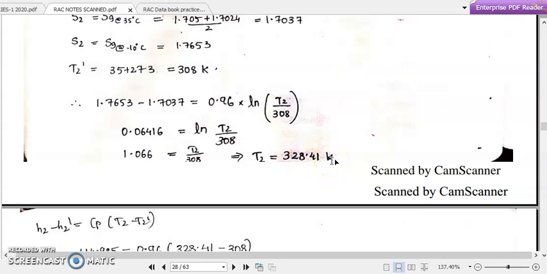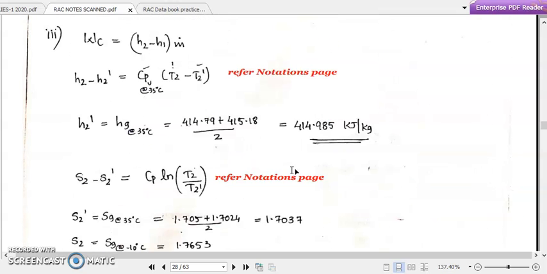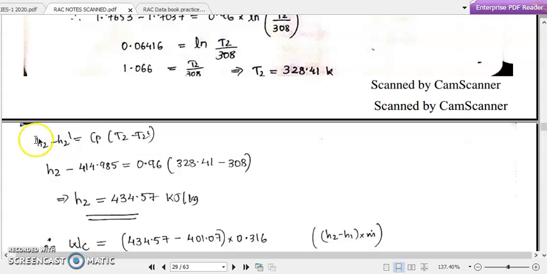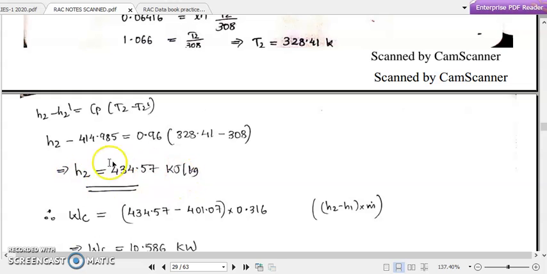328.41 Kelvin. So now that we have found out the T2 value, we can substitute that value in our enthalpy relation. Here the only unknown term was T2. Now we have found T2, we can solve this relation for H2. So H2 minus H2 dash is equal to Cp times T2 minus T2 dash. By substituting the known values, we can calculate the H2 value as 434.57 kilojoules per kilogram.